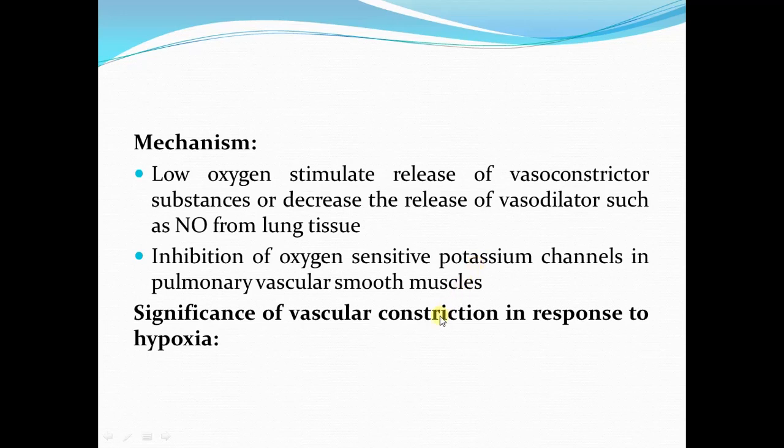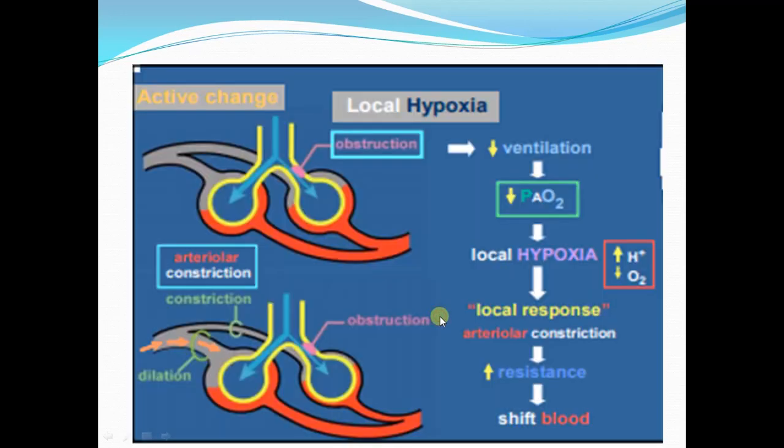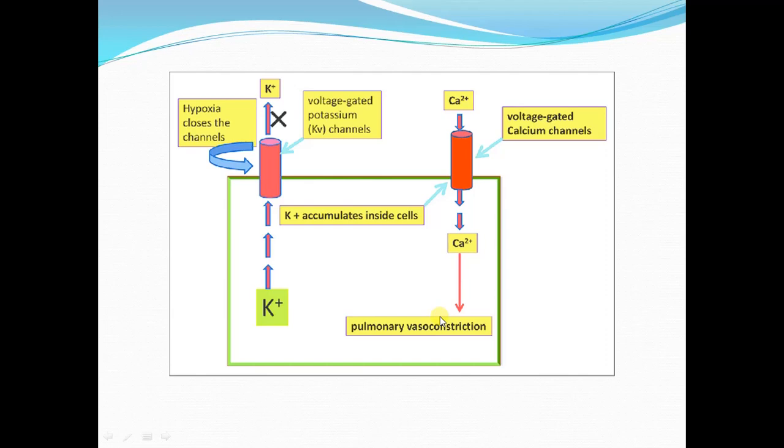Now, significance of this vasoconstriction is that it redirects the blood flow to the part of the lungs which are better ventilated. So, it provides an automatic control for distributing the blood flow to the pulmonary areas in proportion to the alveolar oxygen pressure.